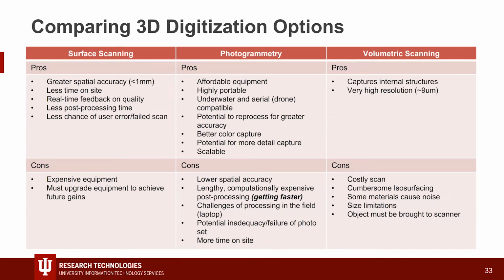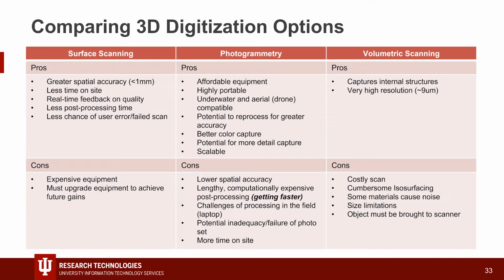Since we've really noticed that the software has been improving by leaps and bounds in the last couple of years. And I wouldn't be surprised if 5 years from now, I want to reprocess all my photos, which is why we take them all in RAW. And then the potential for more detail capture, and then scalable, like we talked about.